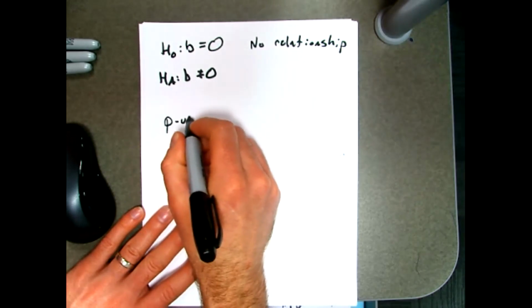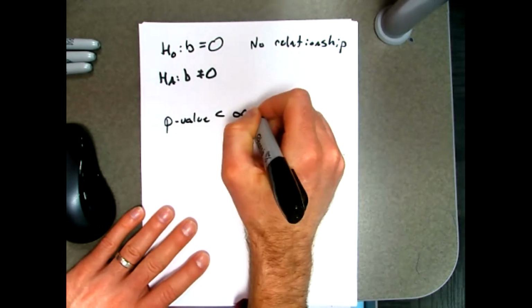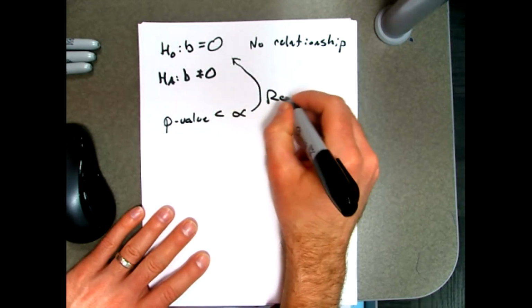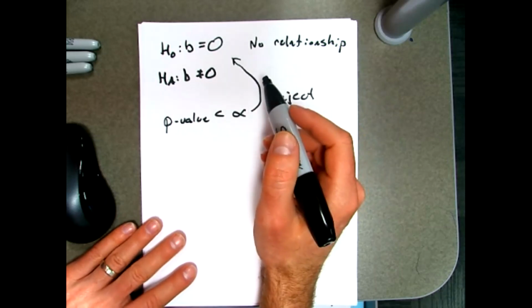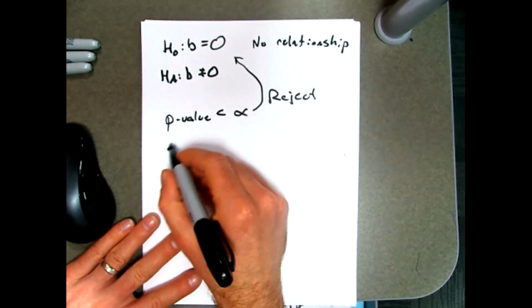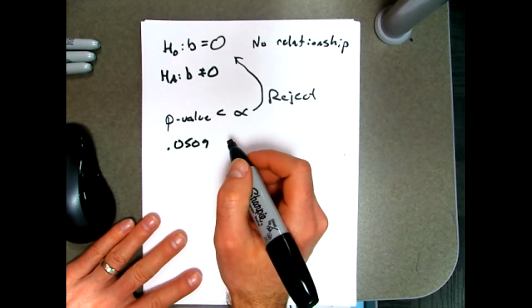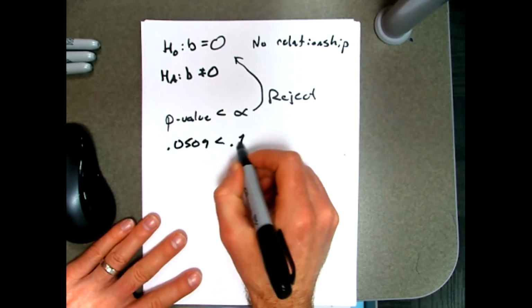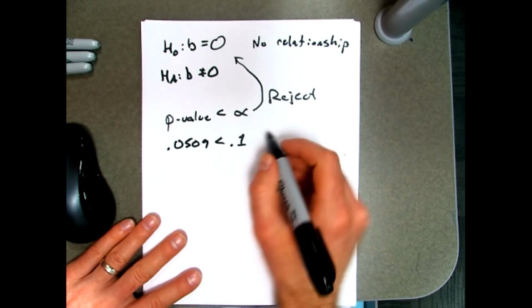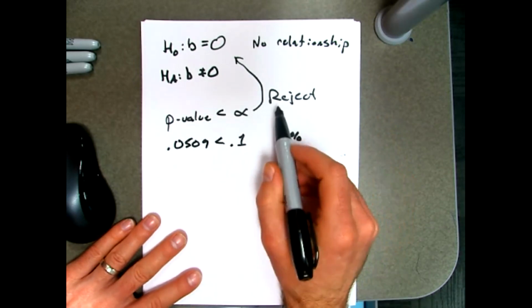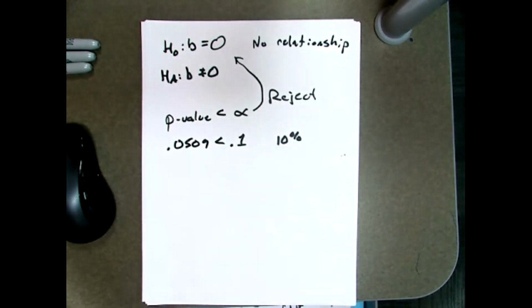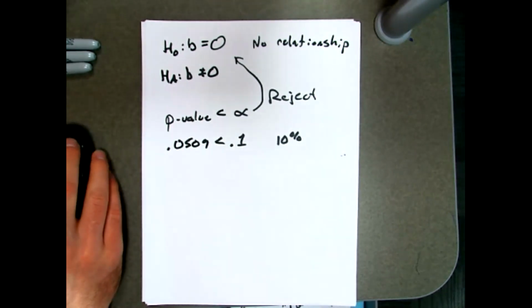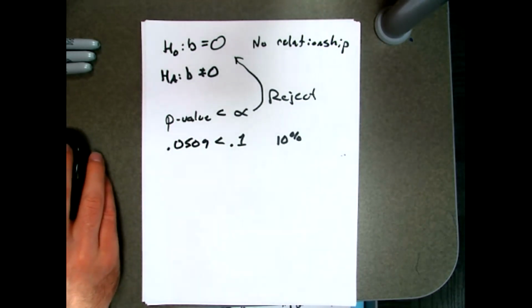Then we look at, if our p-value is less than alpha, then I can reject that null, or I can reject that there's no relationship. Said differently, I found evidence that there is. So if our p-value is like 0.0509, that's only going to be less than our alpha of 0.1. So at the 10% significance level, we could reject the null, or say we found evidence there is a relationship. Questions there before we keep moving?